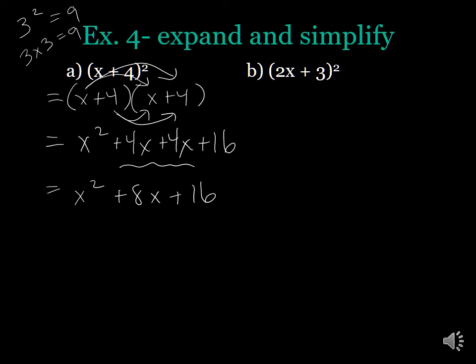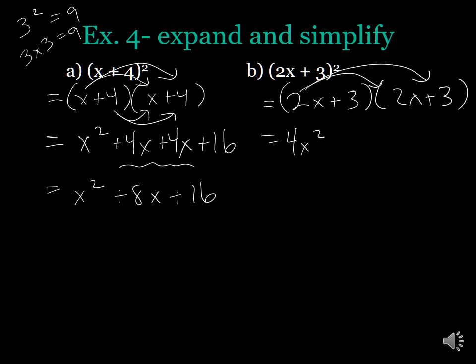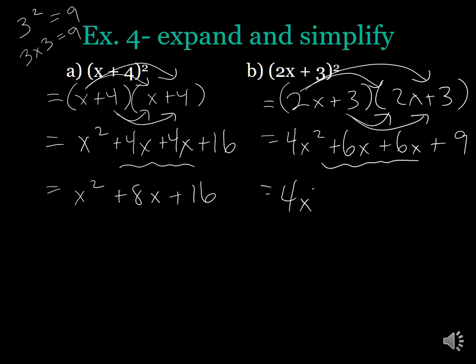We're going to try the exact same thing here. So again, I see squared. Really that just means something times itself. In other words, just write two of them and then FOIL. First times first, 2x times 2x, 4x squared. Outside, 2x times 3, 6x. Inside, 3 times 2x, 6x. And then last, 3 times 3 is 9. Collect like terms. 4x squared, 6x plus 6x just gives you 12x plus 9.